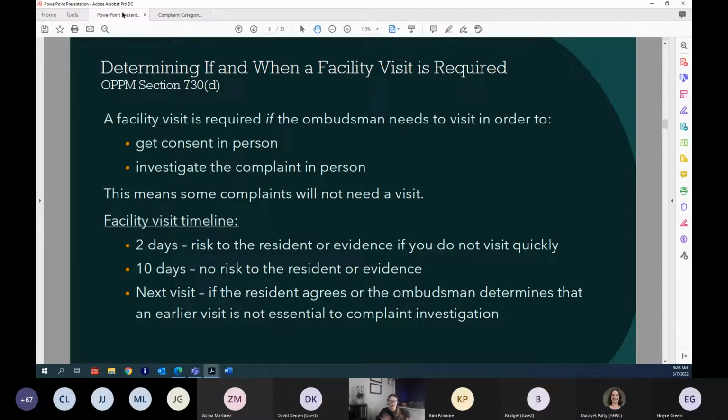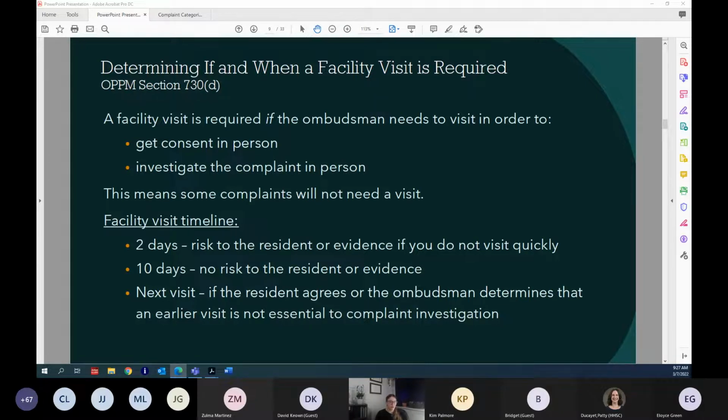So let's talk about the opposite side of that coin. You've determined that you do really need to get to the facility either to get consent from the resident or to investigate the complaint. We give you some guidelines for determining when and how quickly you need to get to the facility. You will, like I said, have to really use your judgment on some of these. Every situation is going to be different, so these are to help you determine which timeline applies.